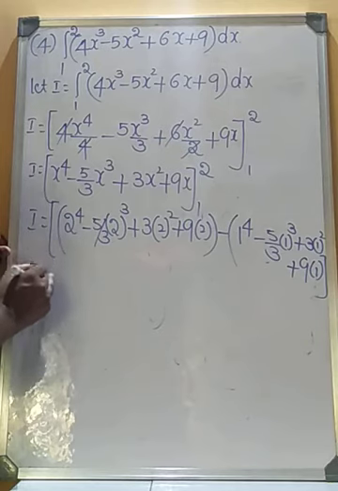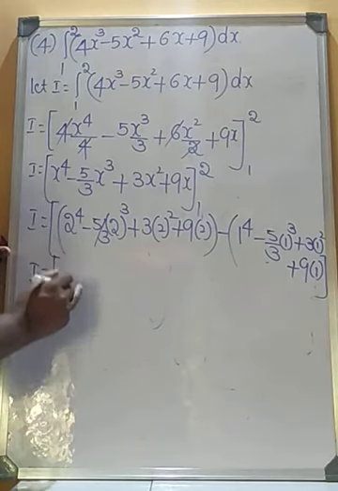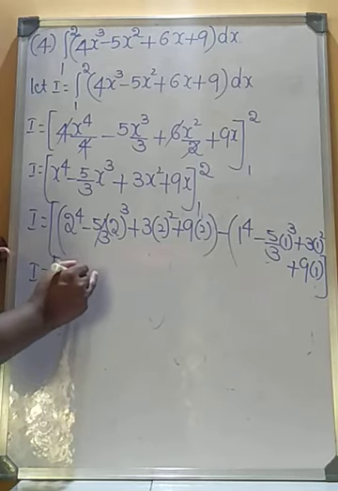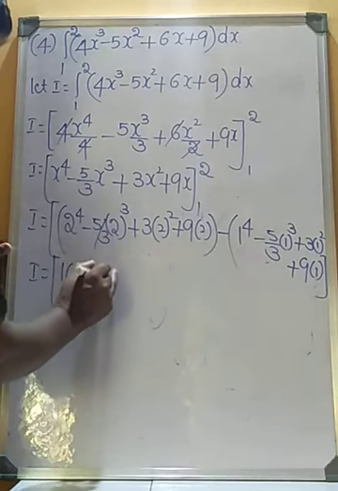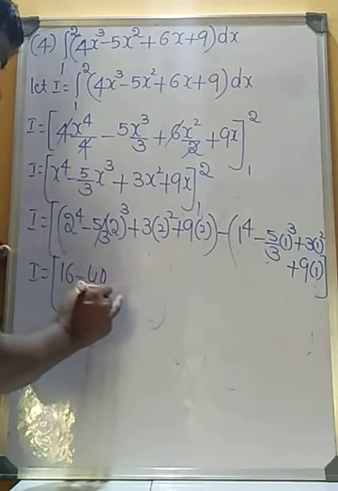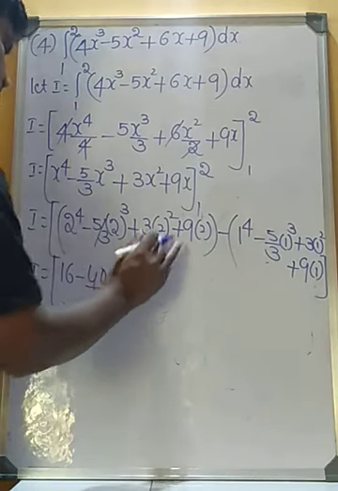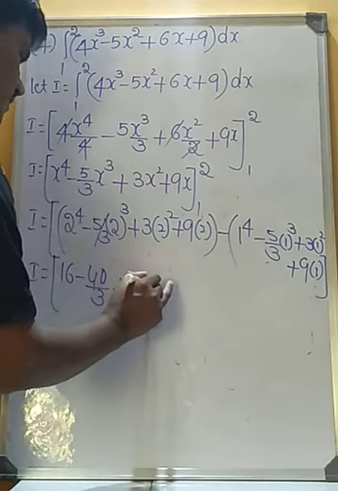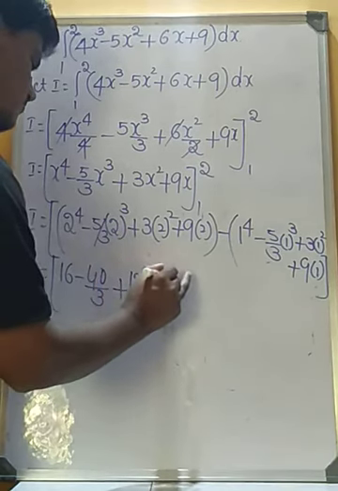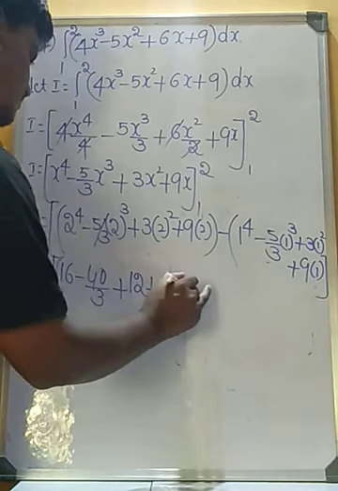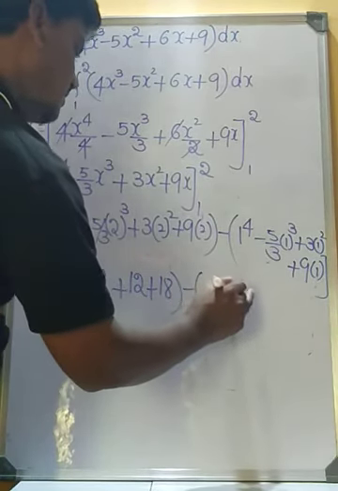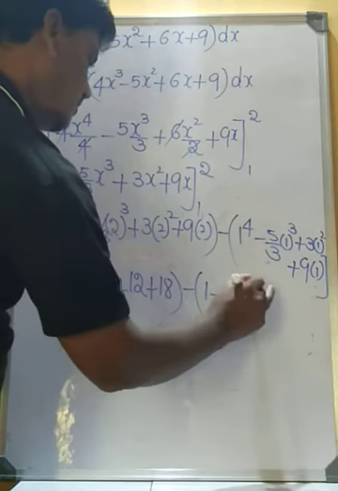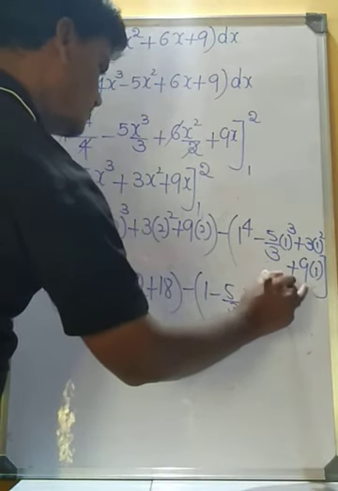Therefore I equals 2 power 4, 16, minus 2 cube, 8, into 5, 40 by 3, plus 4 into 3, 12, plus 9, 2s are 18, minus 1 power 4, 1, minus 5 by 3, plus 3 plus 1.